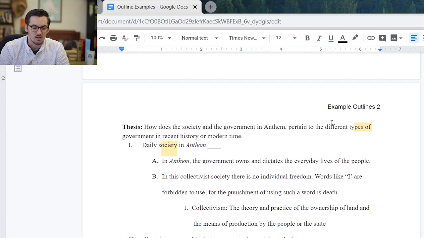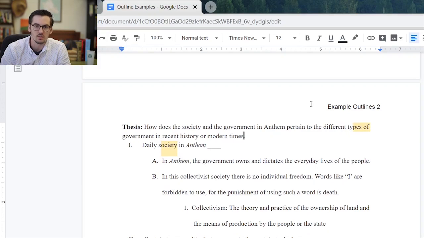Let's look at the next outline example. It's another good outline. If you notice, the thesis is already a good thesis. How does the society and the government in Anthem pertain to the different types of government in recent history or modern times? First thing I would just right away fix is the grammar of the sentence. Notice the outline follows the thesis. There's 2 points in the thesis. The first one is talking about the society in the book, and the second one is talking about society in our experience. And his outline breaks it up into those 2 sections. So the thesis is predicting the outline.